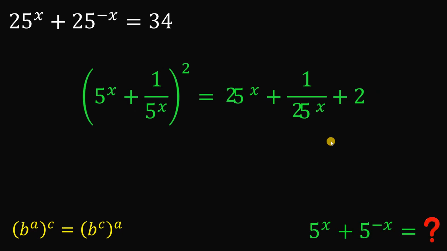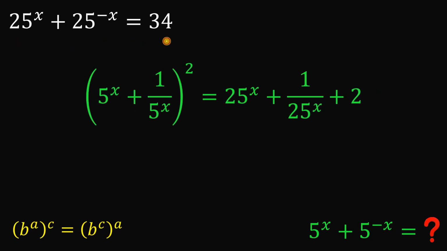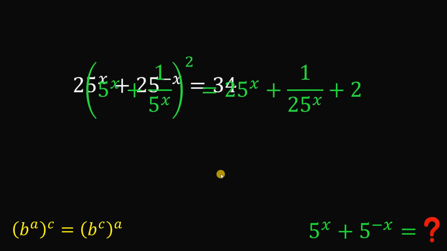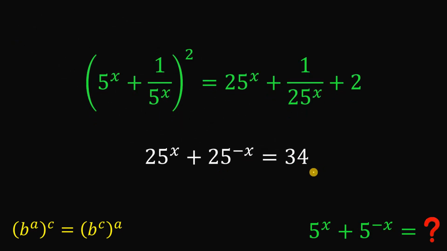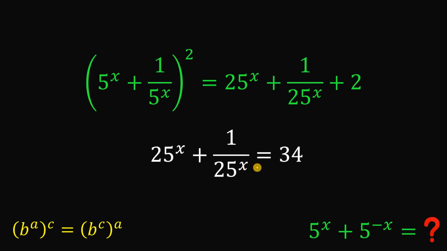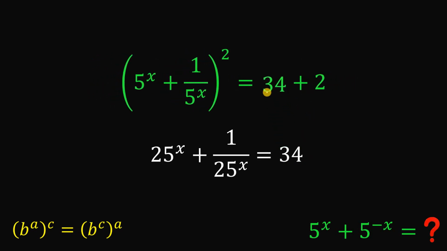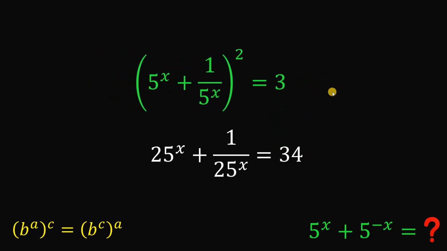This is just 25. Now, at this point, we will now use the given equation, 25 raised to the power of x plus 25 raised to the power of negative x equals 34. Now, take note, if we use some laws of exponent in this expression, and if we take the reciprocal of this expression, negative x becomes positive x. So this is just 1 over 25 raised to the power of x. Therefore, we know now the value of 25 raised to the power of x plus 1 over 25 raised to the power of x. This is just 34. So we can replace this with 34 like this. And 34 plus 2, this is simply equal to 36.